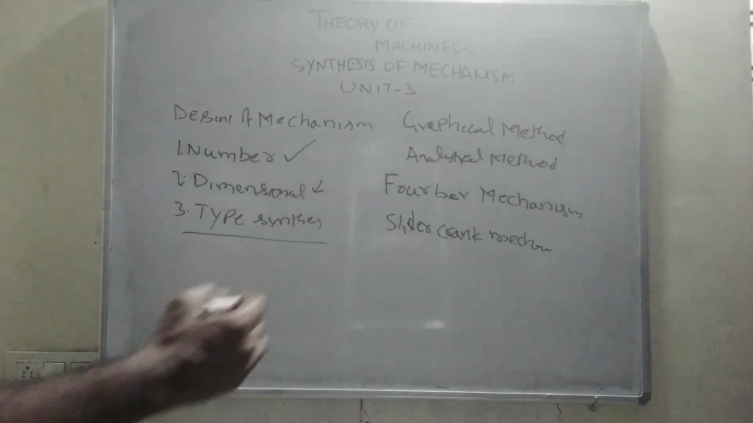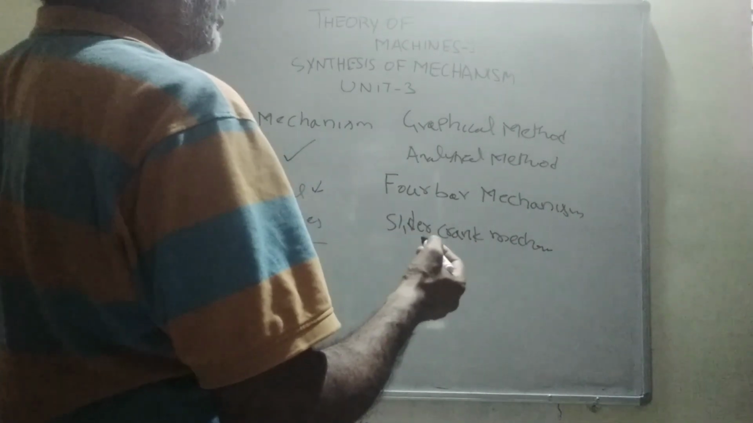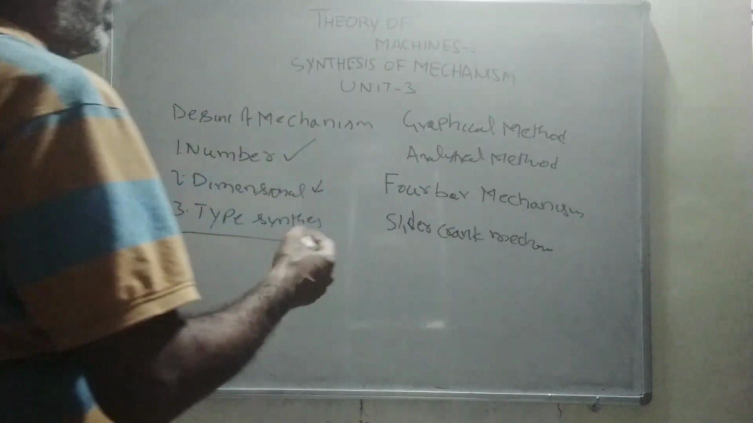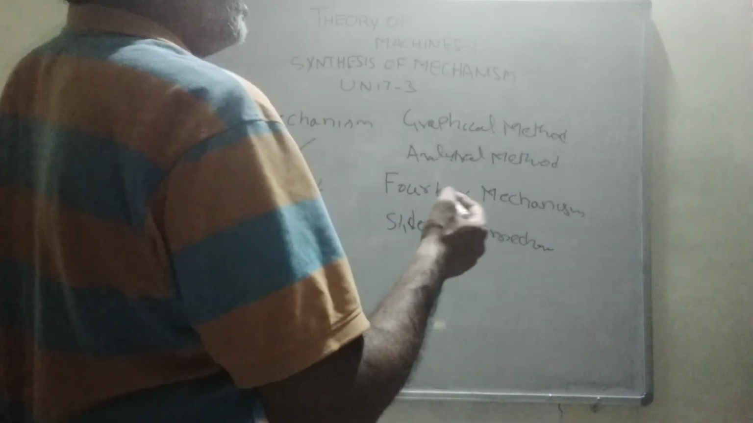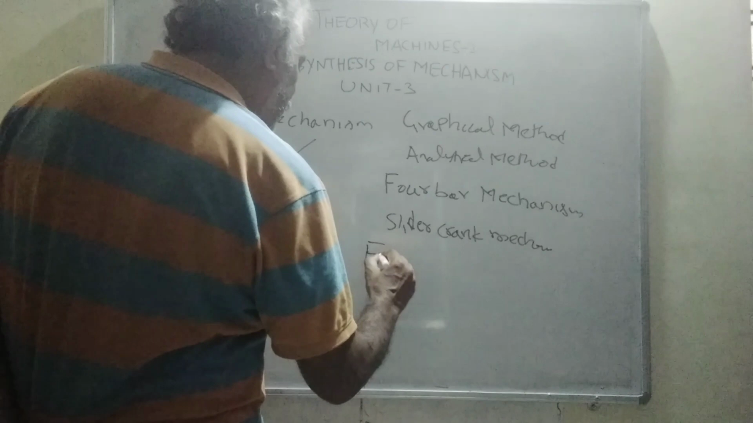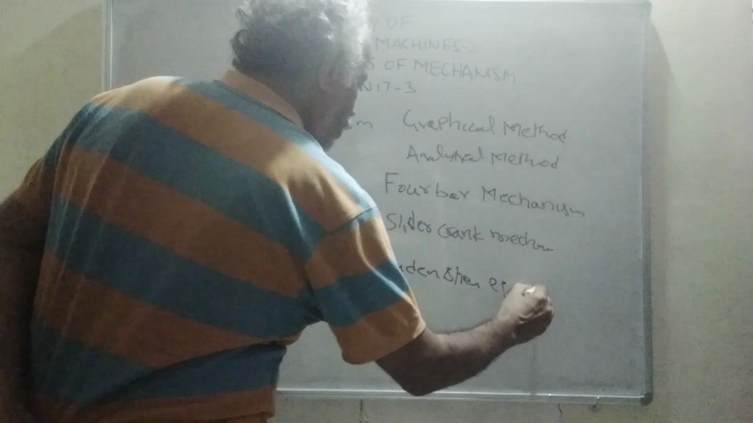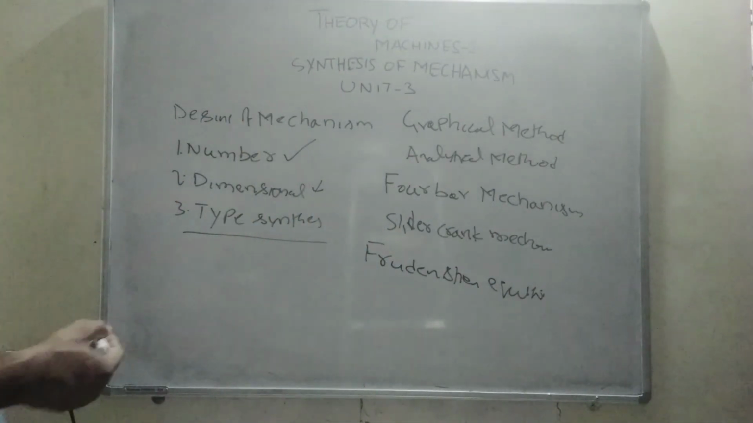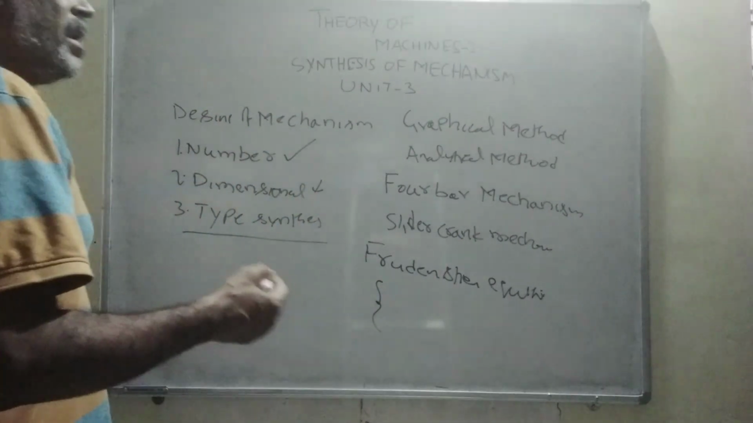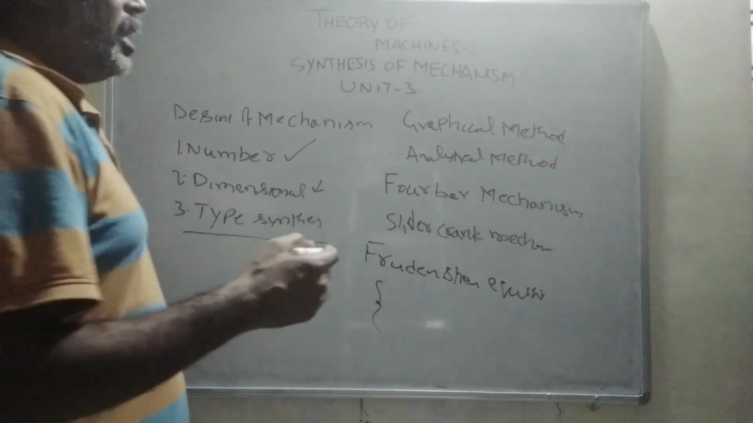So, graphical methods, normally you have to determine dimensions of four bar mechanism or slider crank mechanism on a graph paper. So you take a drafter and other things, try to draw with a pencil and determine the dimensions of mechanisms by graphical method. The analytical method is called Freudenstein equation. From the Freudenstein equation, we can find three simultaneous equations and determine the input and output angle and the corresponding dimensions of the linkages.